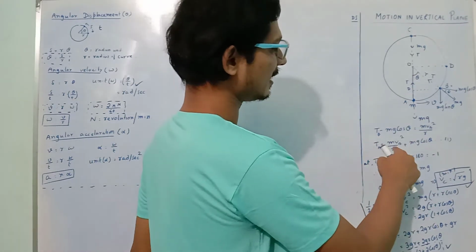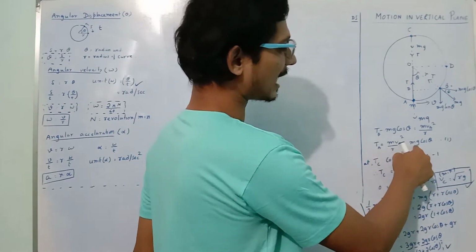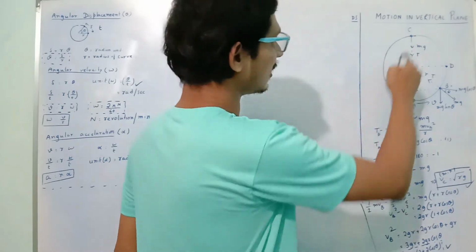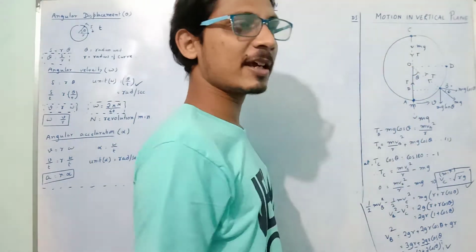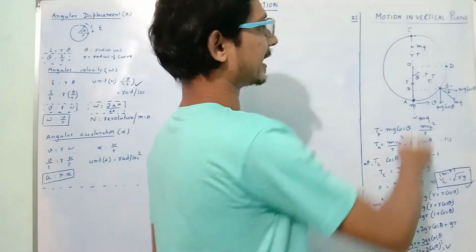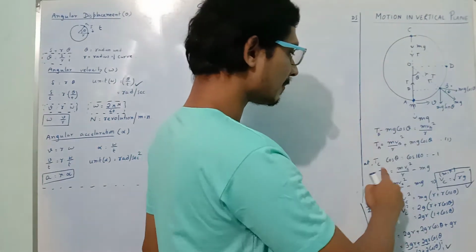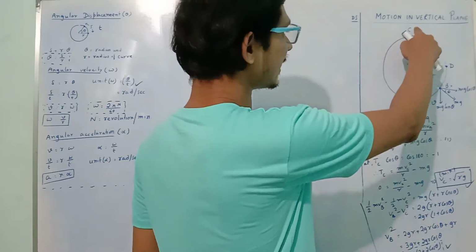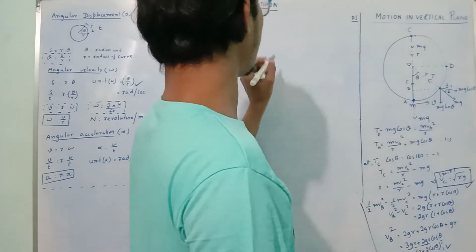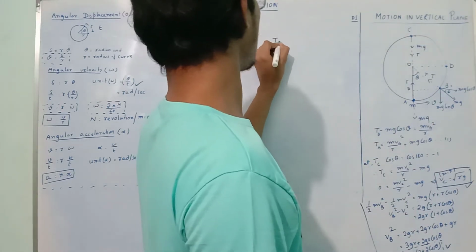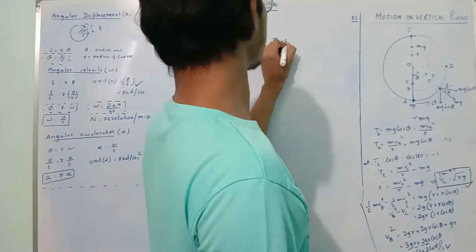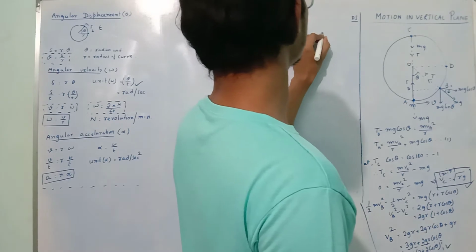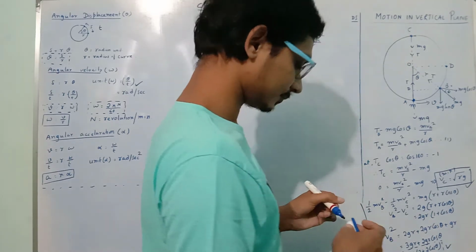So what will be TB? TB equals mv square by r plus mg cos theta. And at point C, both the tension of the string and the weight of the object act downward. So at point C, T and mg are both downwards. Tc plus mg will be balanced by mvc square by r.